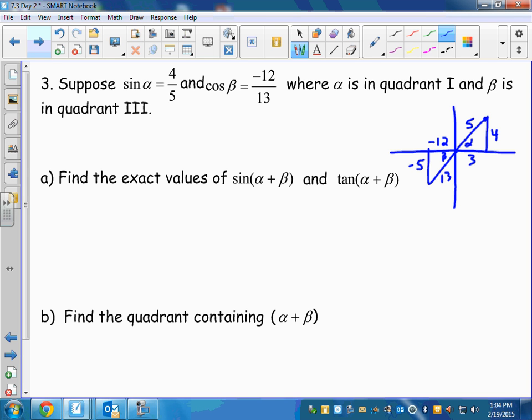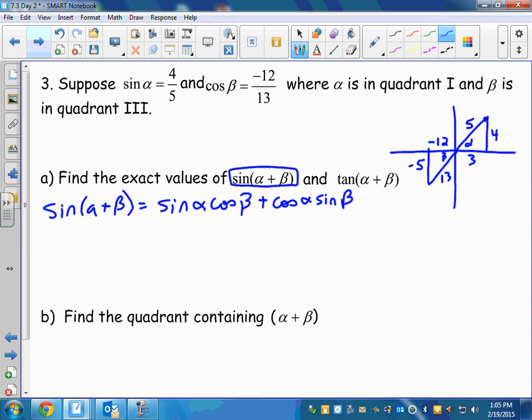Okay, so on these questions, draw your picture. Now let's use the formulas. So let's forget about tangent for a minute. Do you remember the formula for sine of alpha plus beta? You said sine and cosine. So it's sine of alpha, cosine of beta, right? Like you take the sine of one times the cosine of the other, plus, then you switch it. The cosine of alpha times the sine of beta.